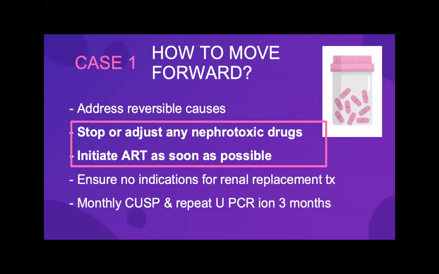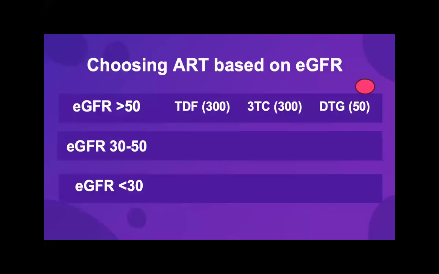So let's chat quickly about choosing our ART based on our eGFR. If your eGFR is decreased, so it's less than 60 but still above 50, we don't actually need to dose adjust. We can use our normal first-line therapy, which is a fixed dose combination of TLD: tenofovir, lamivudine, and dolutegravir. When the eGFR gets below 50, we need to stop tenofovir because tenofovir is excreted by the kidneys and can cause nephrotoxicity. We change this to abacavir, which doesn't require any dose adjustments.